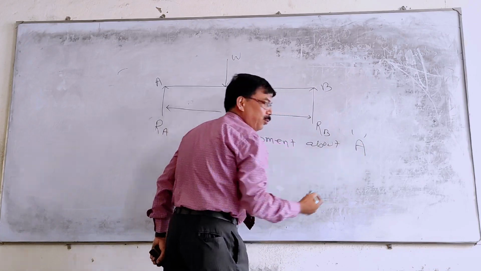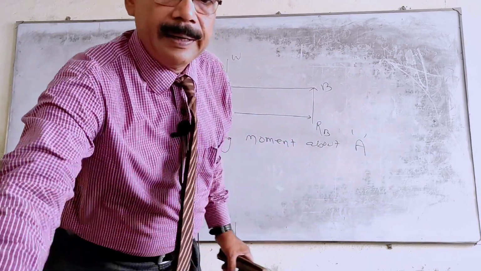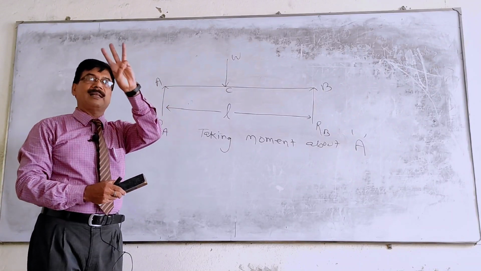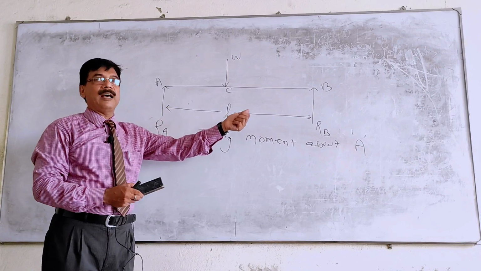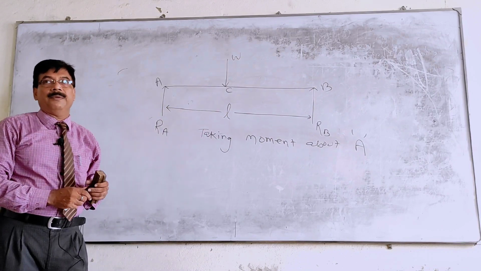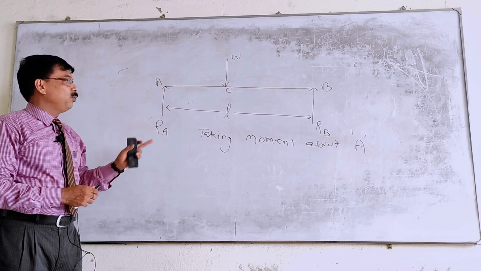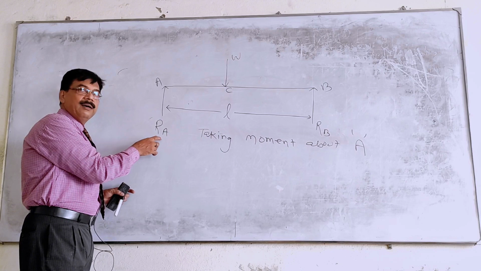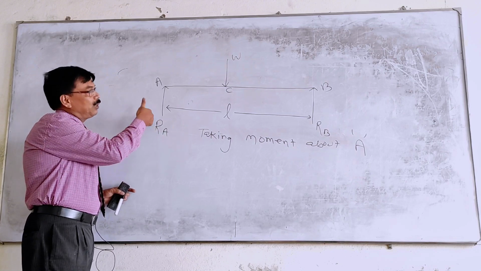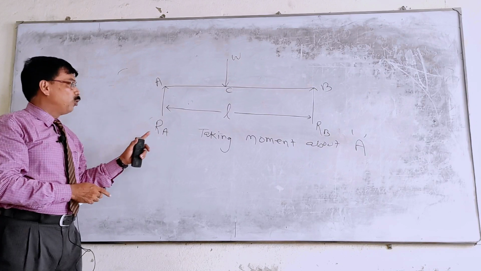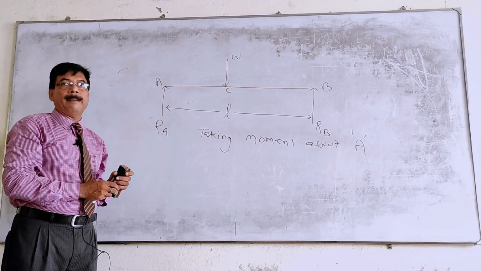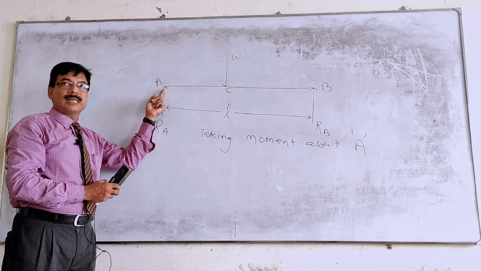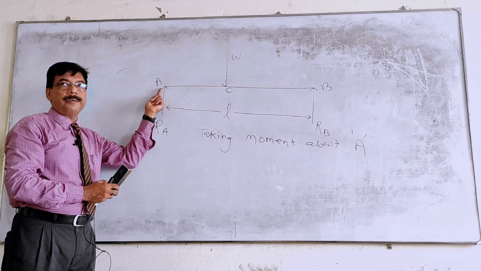Say taking moment about A. See here, in the system there are three forces: one is RA, another is RB, and another one is W. First, the moment of the support A reaction RA, which is acting vertically upward. The moment of RA about A will be 0. The reason is RA is acting at A, so there is no perpendicular distance.